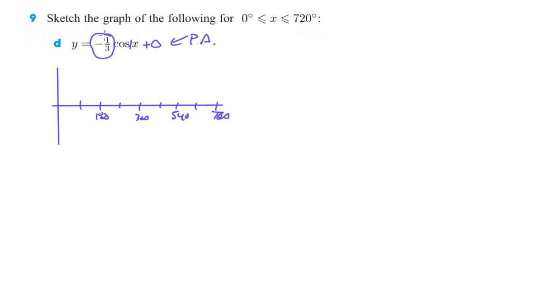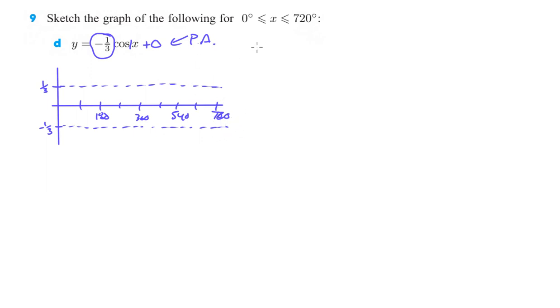The amplitude is 1/3. So I know I have to go up 1/3 from here. So I'm just going to call that 1/3. And then I also have to go down 1/3 from 0. So I'm going to call that negative 1/3. And then put my little dotted lines in there. That's my maximum. This is my minimum. And there's our principal axis, right?